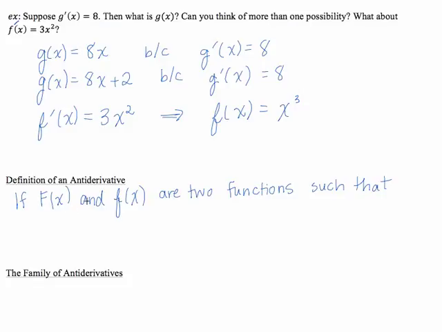So first, let's define an antiderivative. If capital F and little f are two functions such that the derivative of capital F equals little f, then capital F is called an antiderivative of little f.